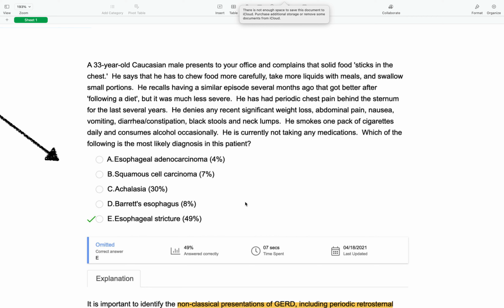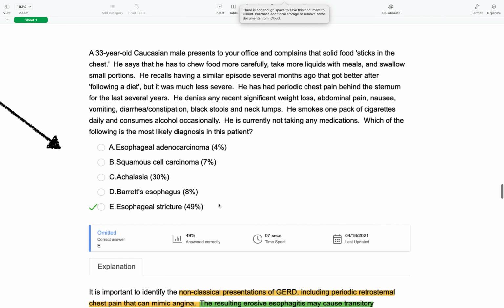Okay? So you do endoscopy and bam, you find out esophageal strictures. Now, why is it esophageal stricture, not adenocarcinoma? Well, because this patient is young and he has no features of cachexia, like weight loss or lumps. So, in that case, you may rule out adenocarcinoma, definitely not squamous cell carcinoma. And Barrett's esophagus, no, as well.